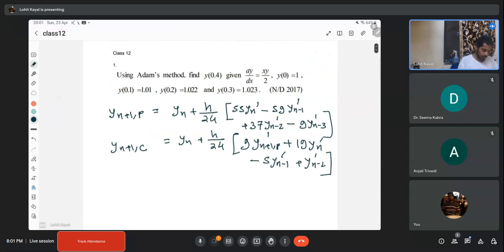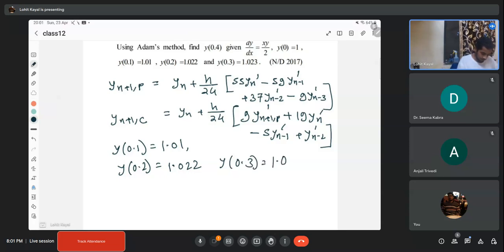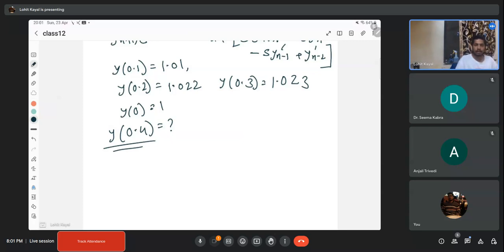Now from the question you can see that y at 0.1 is equal to 1.01, y at 0.2 is equal to 1.022, y at 0.3 is equal to 1.023, and y at 0 is equal to 1. And you need to find the value of y at 0.4 using this technique.